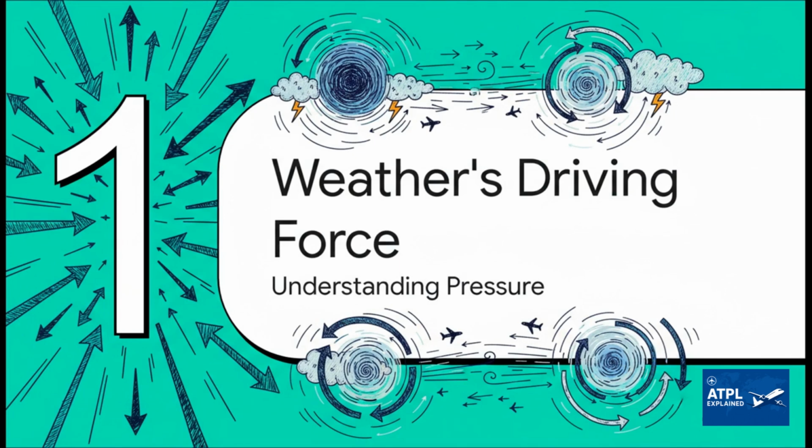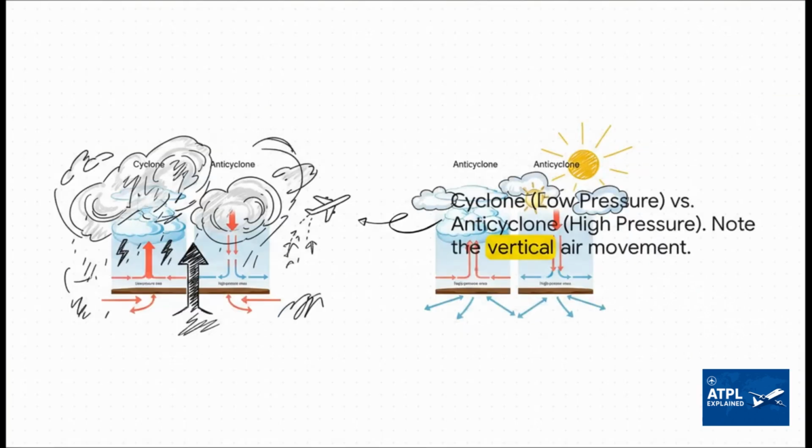Okay, so where do we start? Well, everything, and I mean everything in aviation weather kicks off with one simple concept: atmospheric pressure. Think of it as the engine that drives the entire weather machine. All right, now let's look at this, because the vertical movement here is the secret sauce. Forget about wind for a second. In a low, what we call a cyclone, all the air at the surface rushes in, it converges, and it has nowhere to go but up. And that lifting motion, that is the absolute number one ingredient for nasty weather.